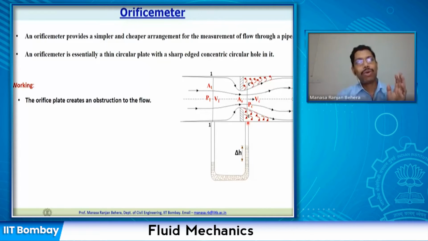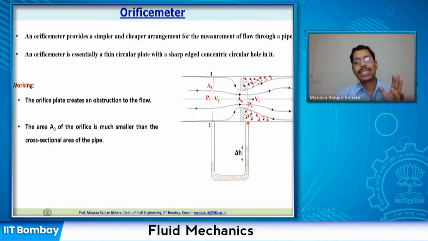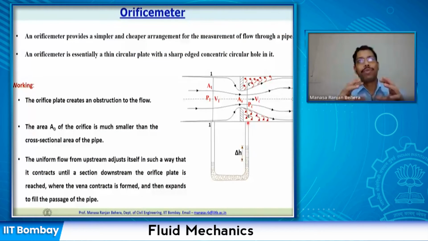Now the area A0, the opening of the orifice at the central portion, is much smaller than the cross-sectional area of the pipe, so that we get a significant difference in pressure that we can measure. If the difference is not significant, then you may not be able to capture it using a U-tube manometer, and the error could be larger. So the uniform flow from the upstream adjusts itself in such a way that it contracts until a section downstream of the orifice plate is reached.